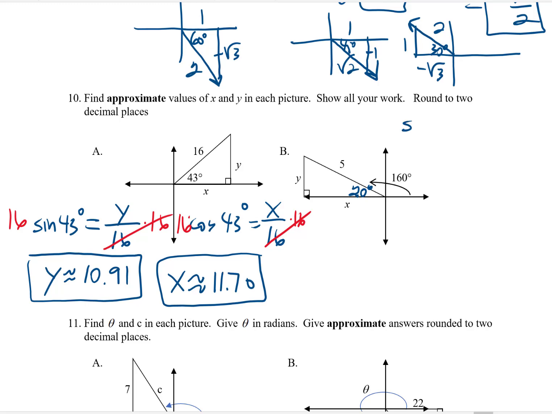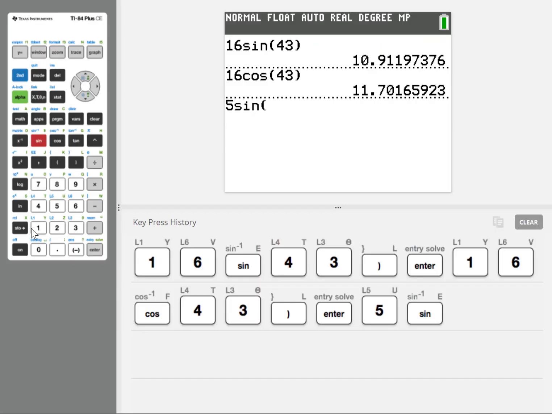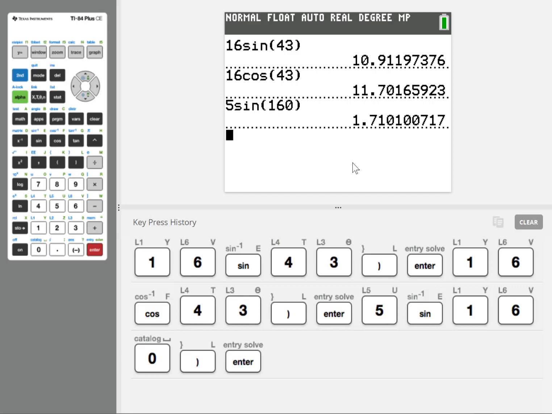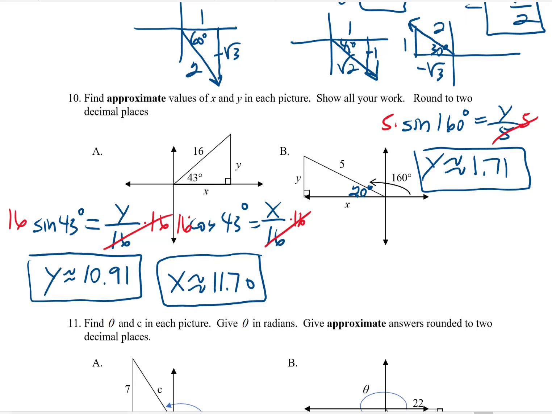So for example, I could say sine 160 degrees equals y over 5. That's very true. I can get the y by itself by multiplying by 5, and then go to the calculator, and that will be my value for y. 5 sine 160 comes out about 1.71.